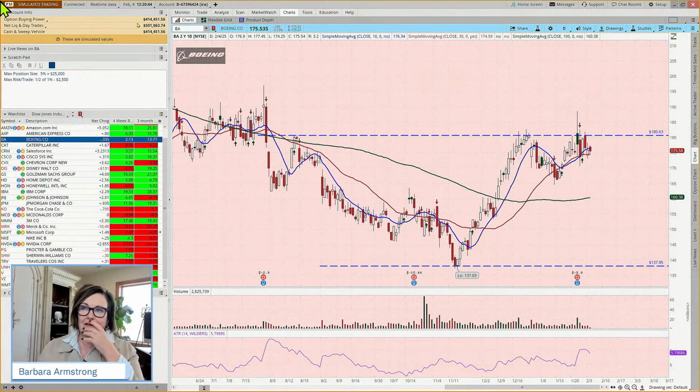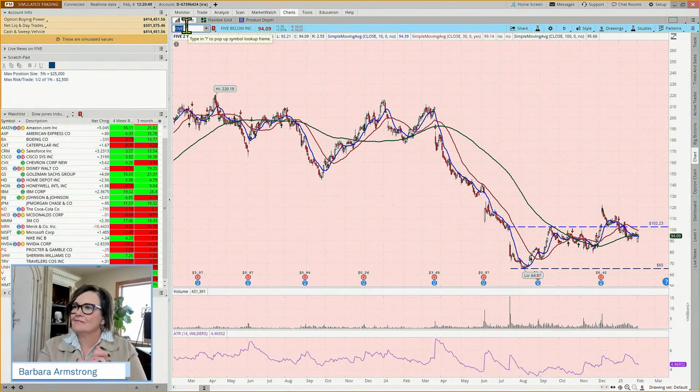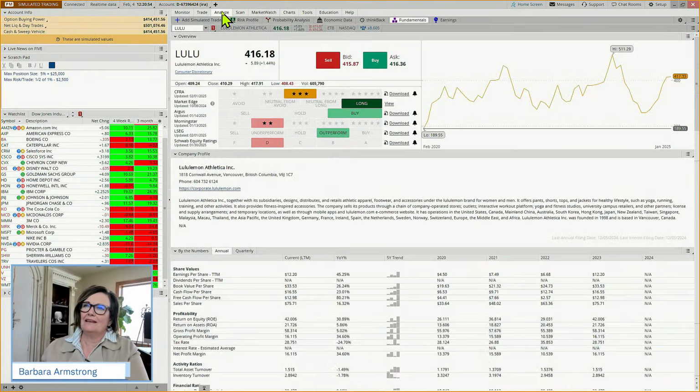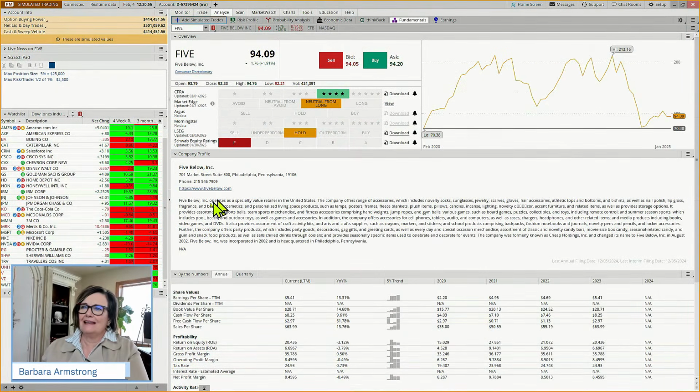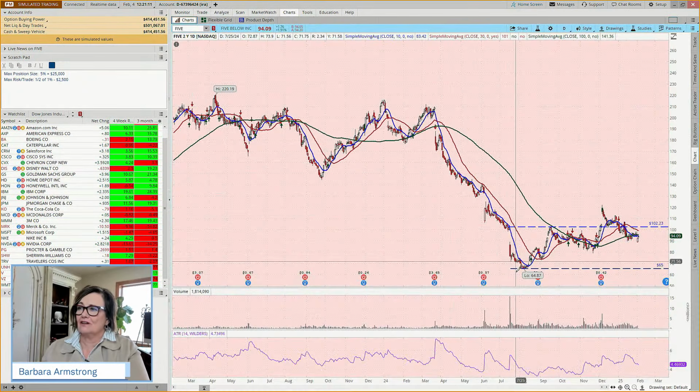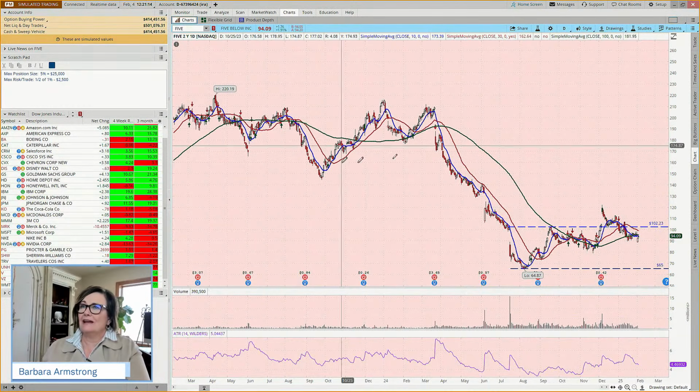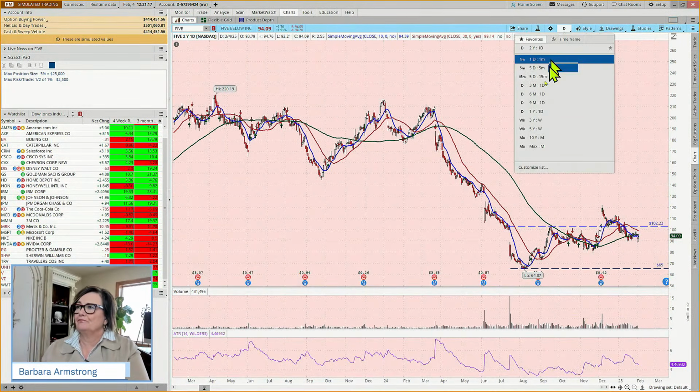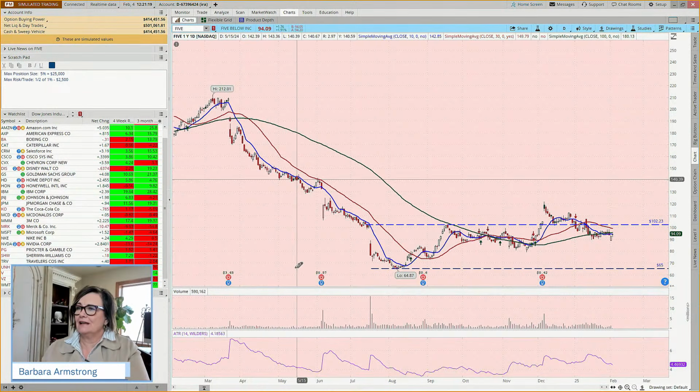Okay. You ready for the next one? Let's look at FIVE. Now, here's another one. Five Below. If you're not familiar with this company, it's kind of related to Dollar Tree, a value retailer. Sales per share have been going up nicely year after year. We saw a 13% gain in earnings per share last year, but this stock has struggled. But now we come down because this is a 2-year chart. So let's zone in.